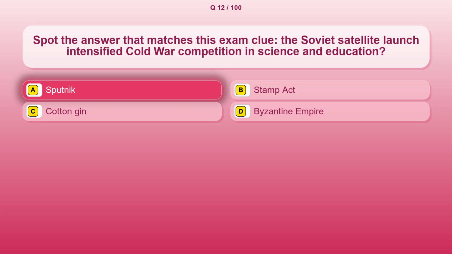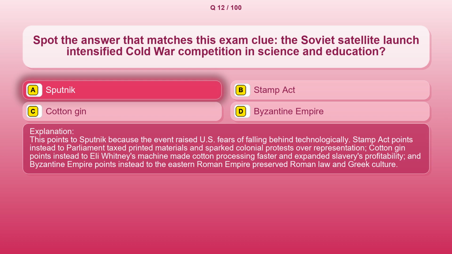The correct answer is option A, Sputnik. This points to Sputnik because the event raised U.S. fears of falling behind technologically. Stamp Act points instead to Parliament taxed printed materials and sparked colonial protests over representation.